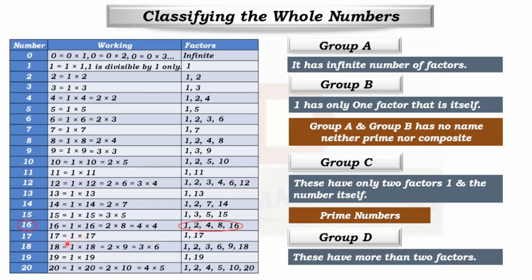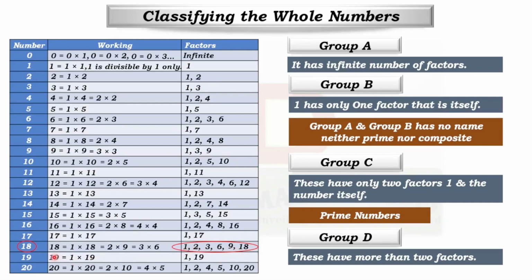The number 18 has 6 factors: 1, 2, 3, 6, 9, and 18 itself. Means more than two factors. Here 2, 3, 6, and 9 are the other factors, from the factors 1 and 18, the number itself.